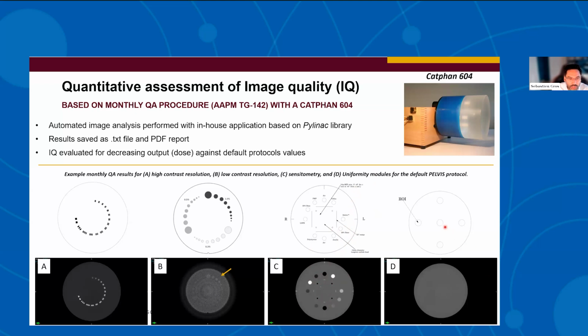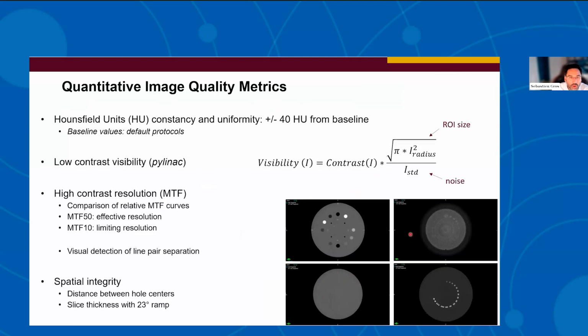And the last one is a module that allows us to look at the uniformity, by comparing the Hounsfield unit in different parts of the image, at 4 peripheral ROIs versus the central one. So the quantitative metrics we use were the Hounsfield unit constancy and uniformity, and it's against baseline typically when we do QA. But for this work of optimization, we use the default protocol Hounsfield unit values for the different materials as baseline, and we had a tolerance of plus or minus 40 HU.